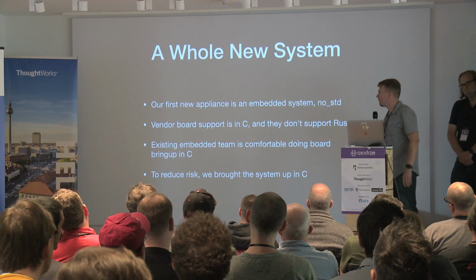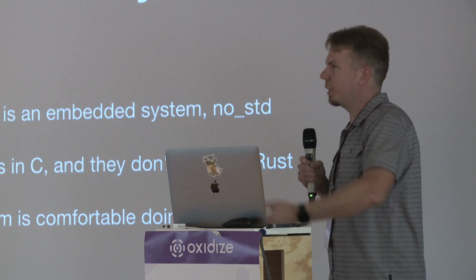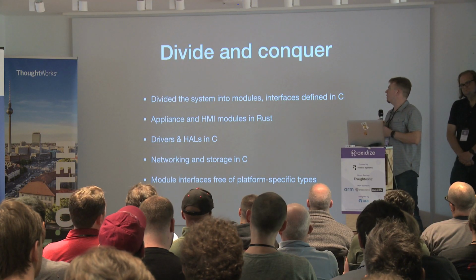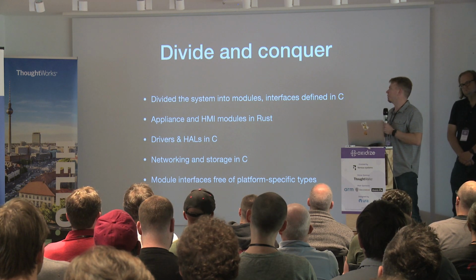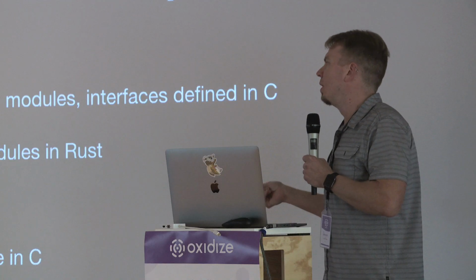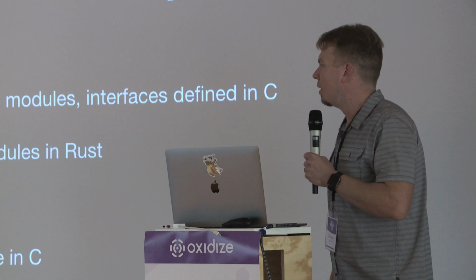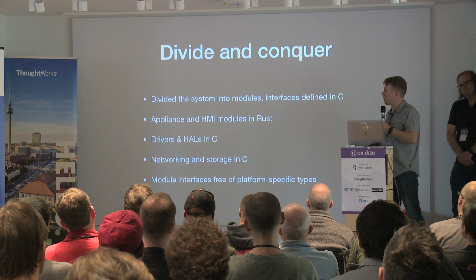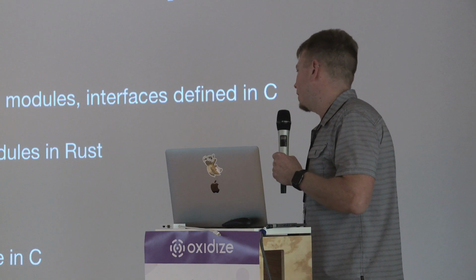There's a lot of members of our team who have a lot of experience building embedded systems in C. And so for our first appliance, to reduce risk, we're doing the bring up of the system in C. But we've divided the functionality of the appliance into a bunch of different modules. The appliance logic, so the main business logic, and the HMI and presentation implementation is all written in Rust. And then the board support, drivers and HALs are written in C. Some of our networking and storage implementations are also written in C.